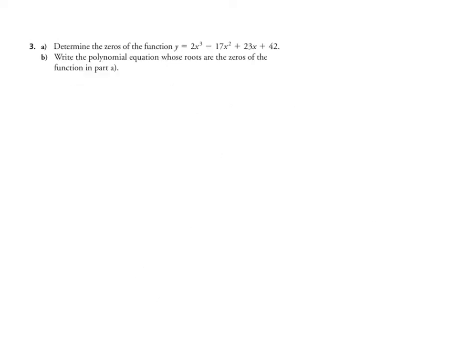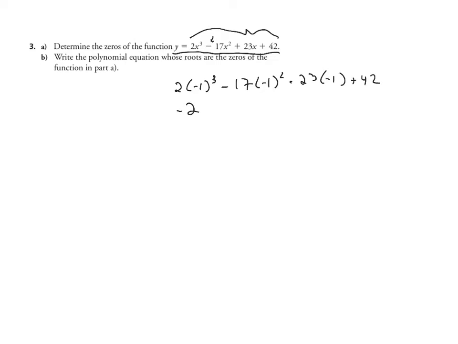All right, we need to find the zeros of this function. So just when this equals 0, like 2x cubed minus 17x squared minus 23x plus 42 equals 0. So this should be easy. Let's try negative 1, so that will help with this negative thing. So we got 2 times negative 1 cubed minus 17 times negative 1 squared plus 23 times negative 1 plus 42. Hopefully these are all negative.